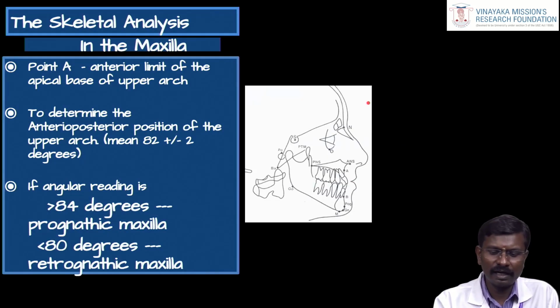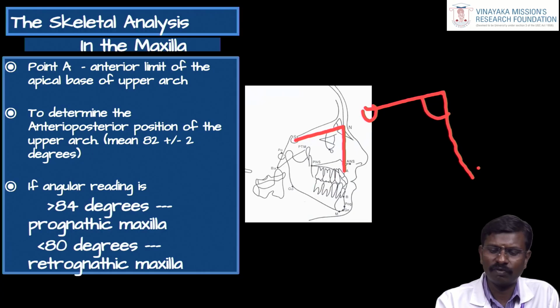So first in skeletal analysis, we are going to see how the maxilla is. We are going to compare the maxilla to the cranial base. The line used here is the SN line, and from N he has drawn one line to the maxilla. This shows whether the maxilla is prognathic or retrognathic. Just imagine if your maxilla is prognathic, you will get an increased value. If the maxilla is retrognathic, you will get a decreased value. We will see this in upcoming slides.